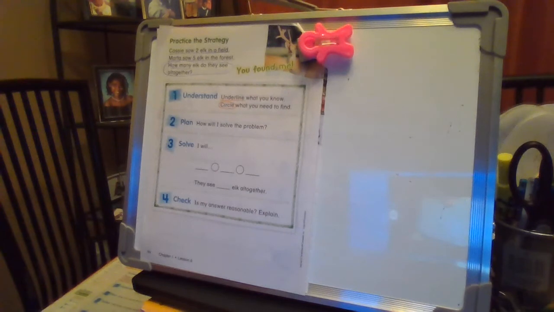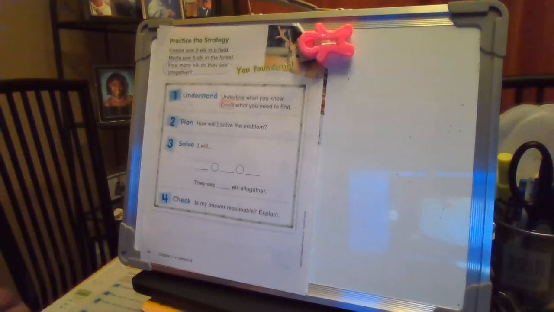Plan how I solve the problem. What strategy am I going to use? I'm going to use write a number sentence. That's how I will plan to solve this problem. Okay? So I'm going to write a number sentence. First, what I want to do is act it out. I want to use my counters.